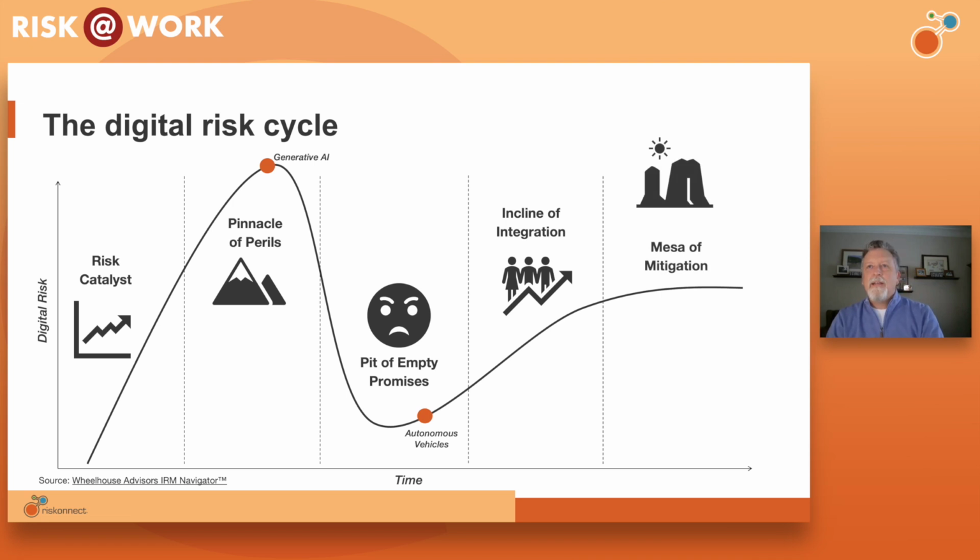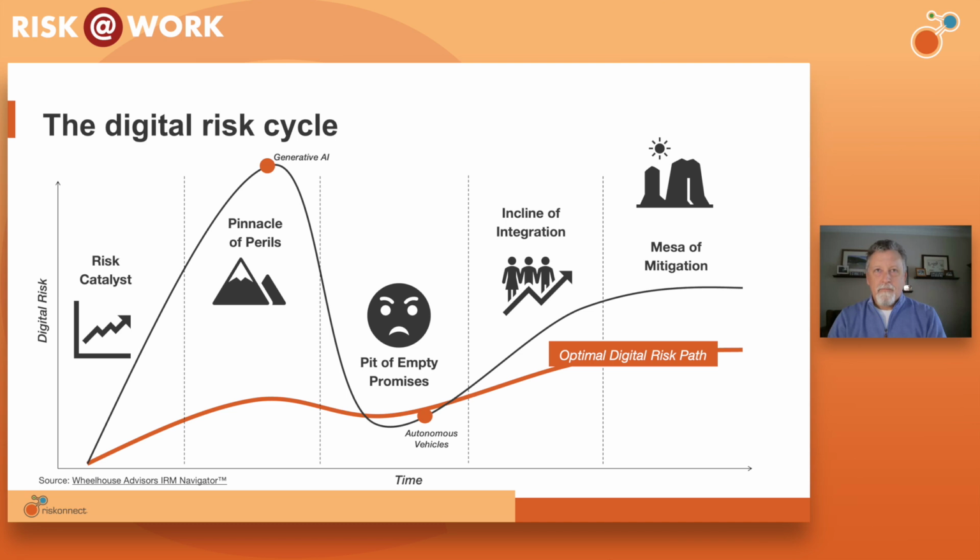And then finally, reaching what I view as kind of the opposite of the pinnacle of peril is the mesa of mitigation. So reaching that stable environment where it's operating at a high level, but within a given risk appetite that makes sense for the organization.